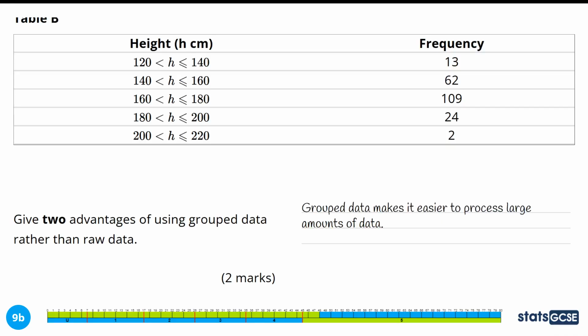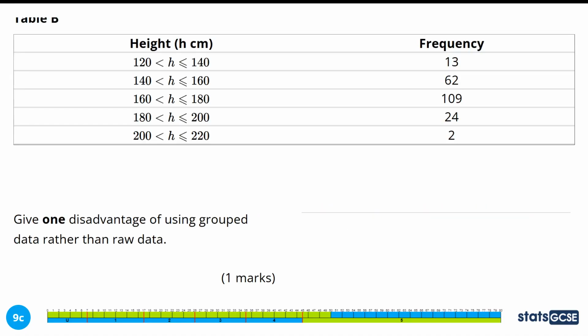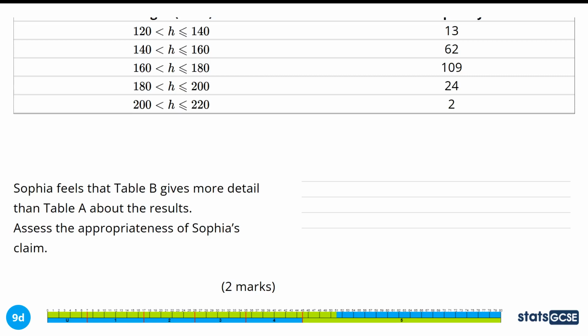Group data makes it easier to process large amounts of data, and it can make it easier to compare different groups. Give 1 disadvantage of using grouped data rather than raw data. When you group data, you lose the detail in the data. Sophia feels that Table B gives more detail than Table A about the results. Assess the appropriateness of Sophia's claim.